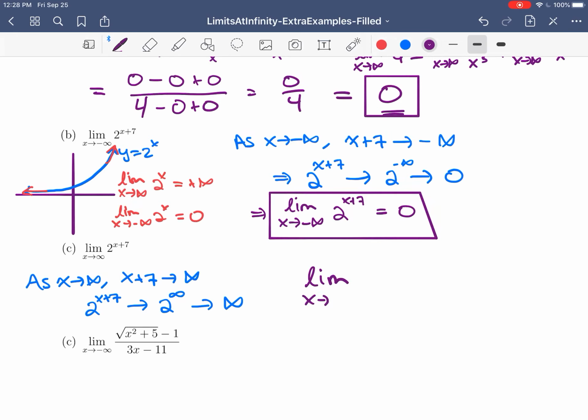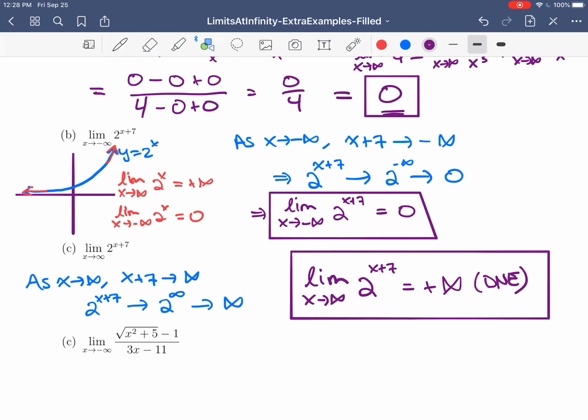The limit as we go to infinity of 2 to the x plus 7, so it doesn't exist, but it goes to positive infinity, so we're going to write positive infinity. Okay, so that's a DNE case, but we know that it's positive, big number.